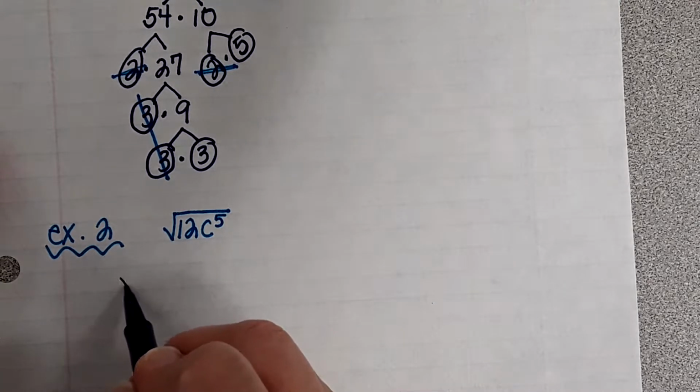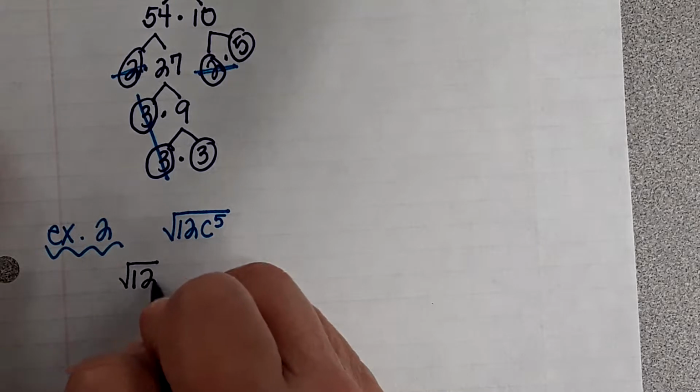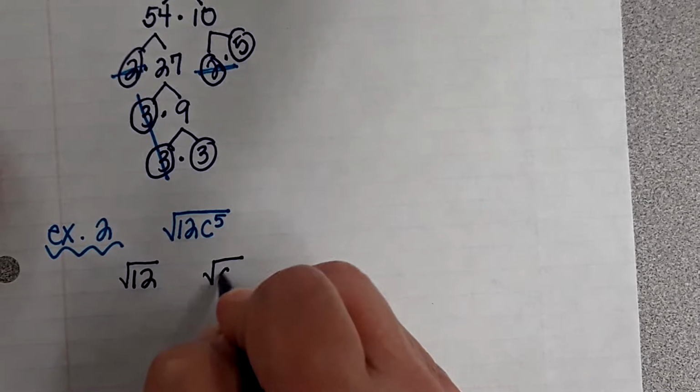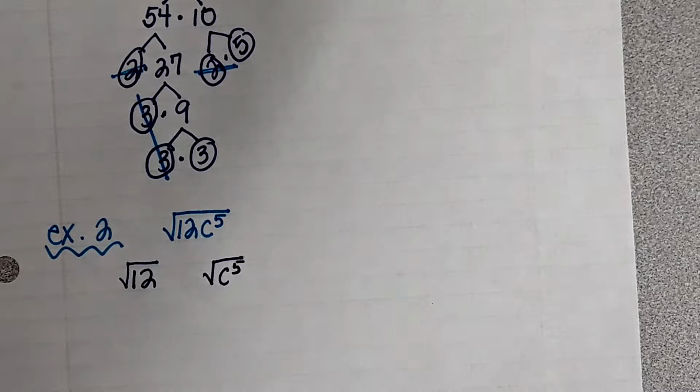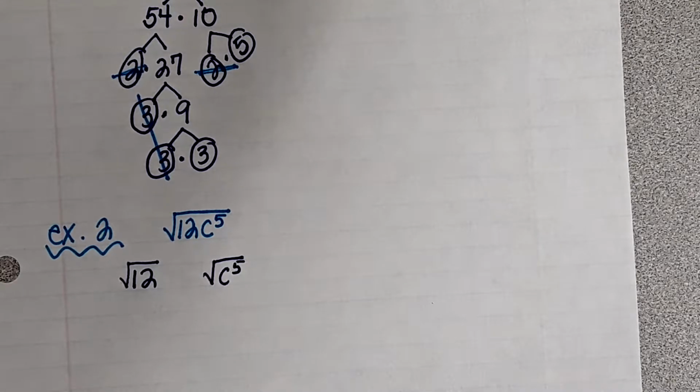So I have the square root of 12, and I have the square root of c to the 5th, okay? That's what I mean by two problems.